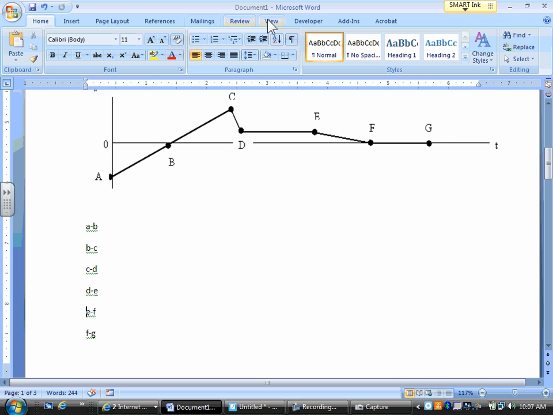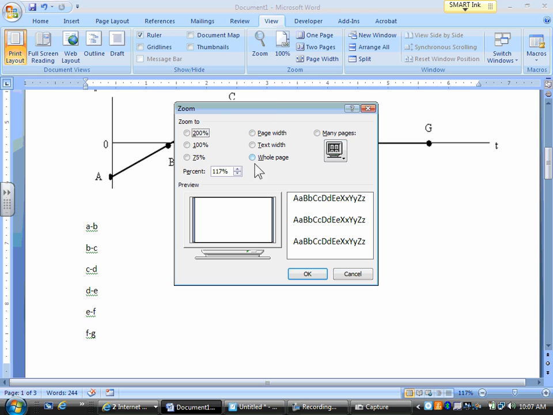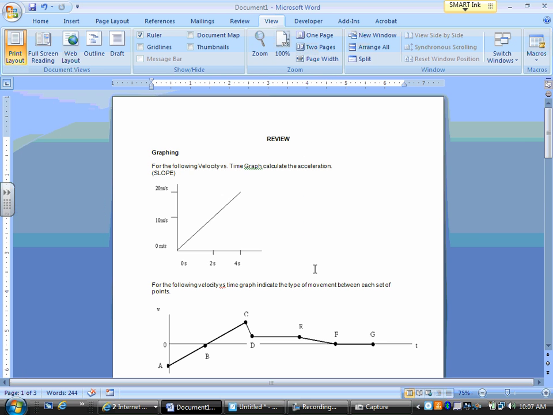Tomorrow. Yep. Let me go ahead and zoom this down to 75 so you can fit it all on here.